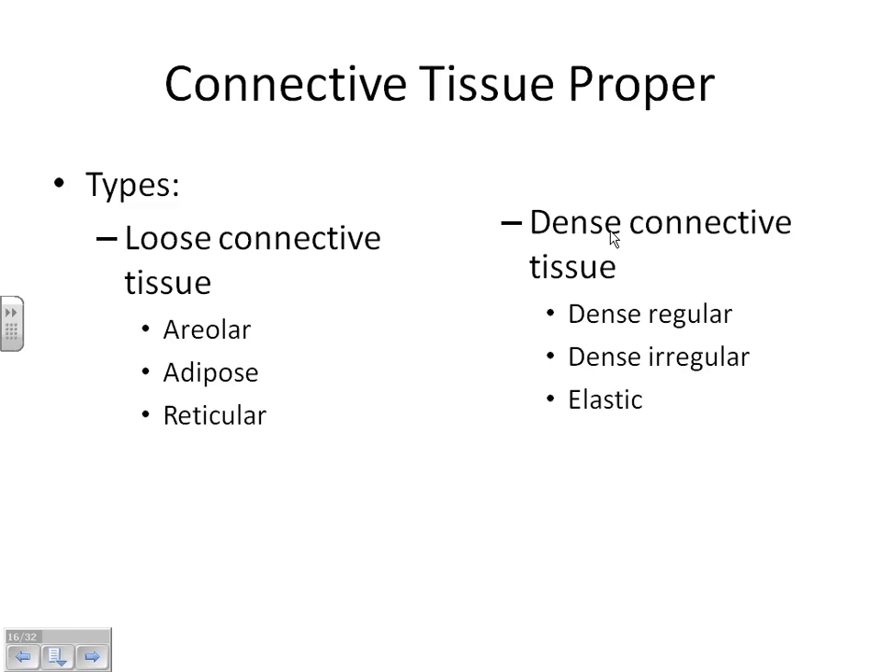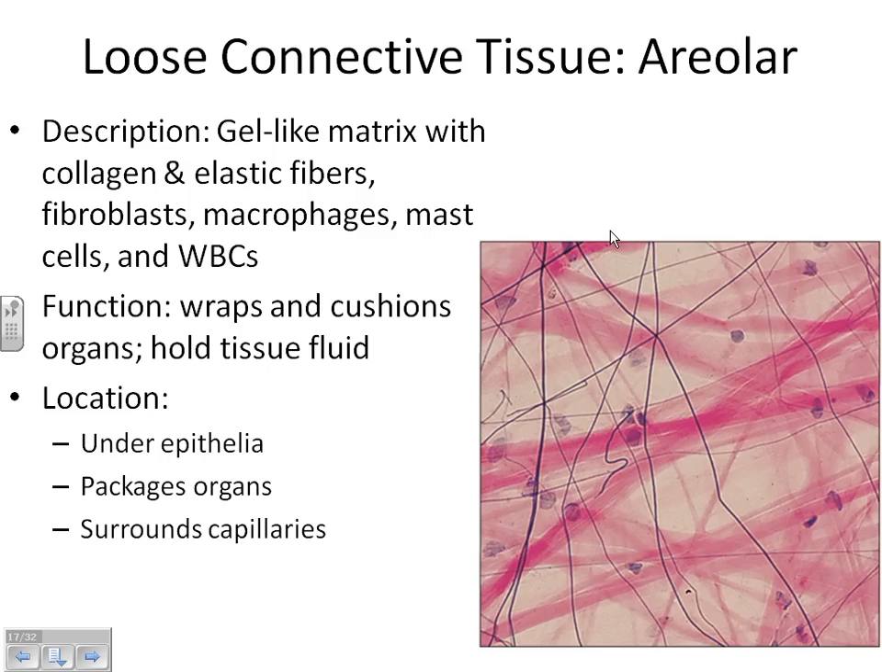The loose connective tissue is going to have the fibers and the cells not packed as tightly together. You're going to see more ground substance in the loose connective tissue. In the dense connective tissue, the fibers and the cells are going to be pretty much stuck together. Okay? You're going to see less ground substance in your dense connective tissue. Okay? All right, so let's make it through a few of them.